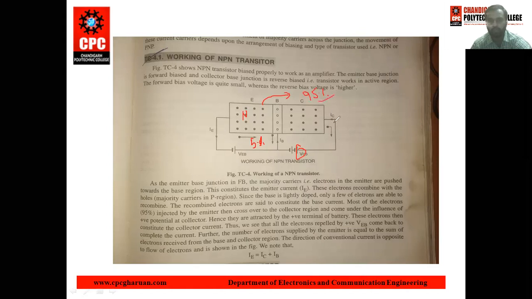With the help of the 95% electrons, the current IC flows in the circuit, and with the help of the 5% electrons, the current IB flows in the circuit. So the resultant IE is equal to the 5% current that flows due to IB plus the 95% electron current that flows due to IC. This is the 5% of the whole electrons, and this is the 95% of electrons. Okay, this is the working of NPN transistors.